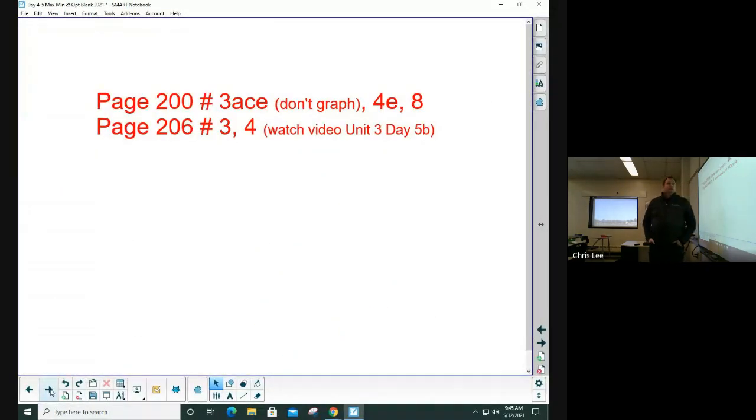Okay, for a little bit of practice, the questions on page 200 are just max and min, like you started off with in the warm-up. The question does say to graph it afterwards. We're not going to graph it, just go off and find the max and min within the interval. And then page 206, number 3 is like the one we just did. And number 4 is one that we skipped. If you want to see another example of that, you can watch my video on Unit 3, Day 5B on YouTube that talks about number 4. But anything I'm going to ask you to do would be just like number 3, so number 4 is purely optional.